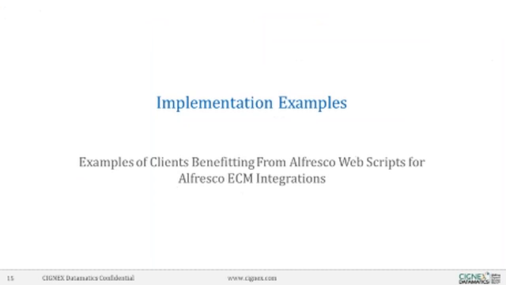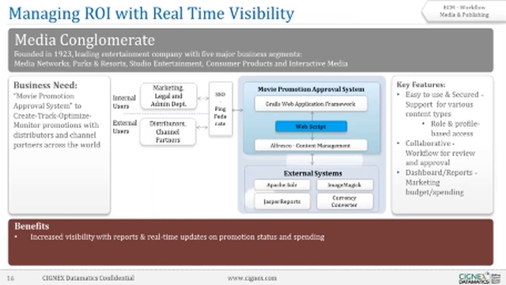Now, let's take a look at some of the implementation examples wherein the client has benefited from using Alfresco web scripts in their Alfresco ECM integration solutions. So one of the examples is managing ROI with real-time visibility. This was for one of the media conglomerates, which is a leading entertainment company. And the main business need was the movie promotion approval system in order to create, track, monitor, and optimize the promotions with distributors and the different channel partners across the world.